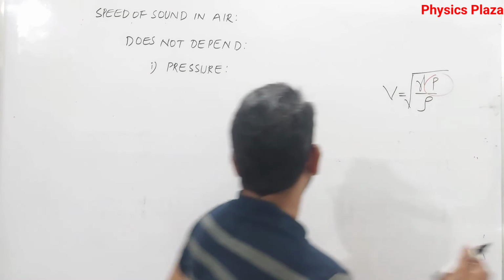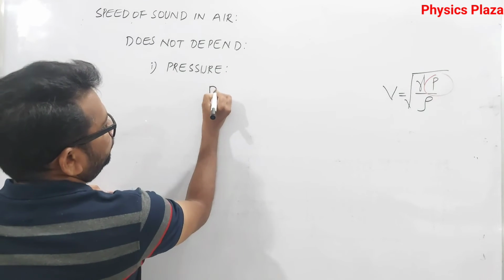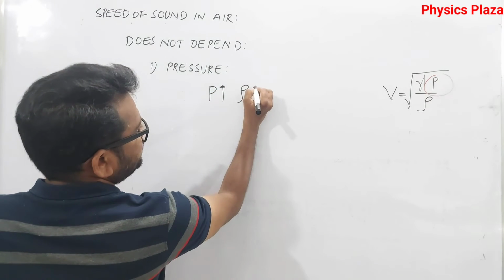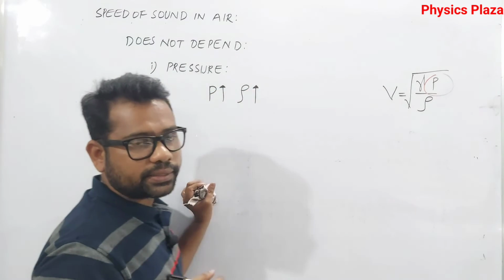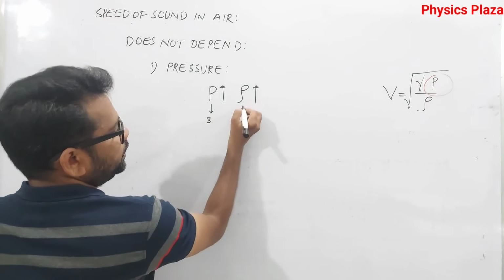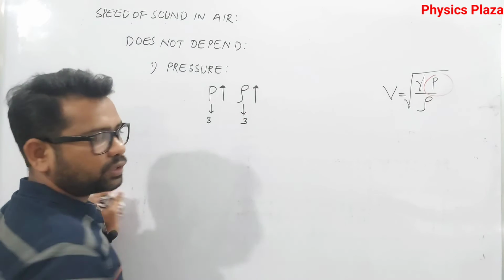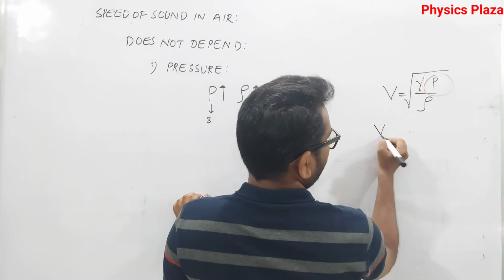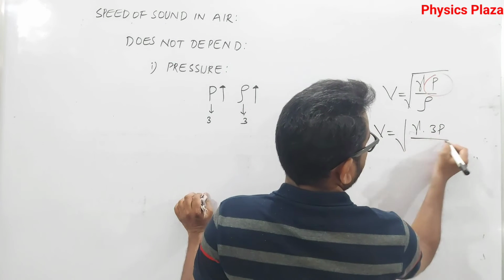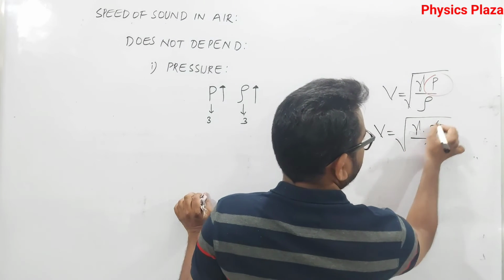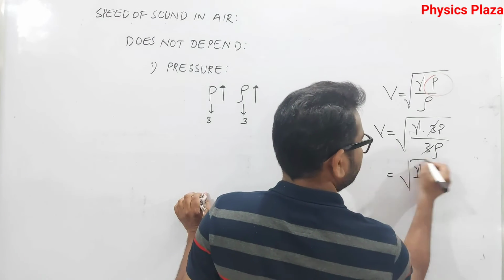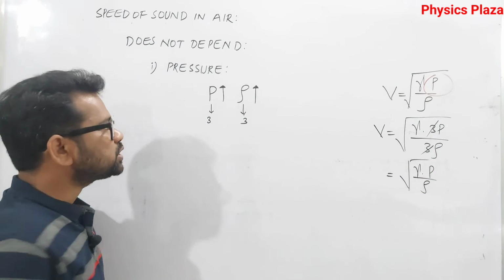Children, it's a very important point. With pressure, density increases. If pressure is increased by 3 times, density also increases by 3 times. Then look here: V is equal to the square root of gamma 3P by 3 rho. The 3 gets cancelled. Again it will be gamma P by rho only. Is there any change, children? No. Which means what here?